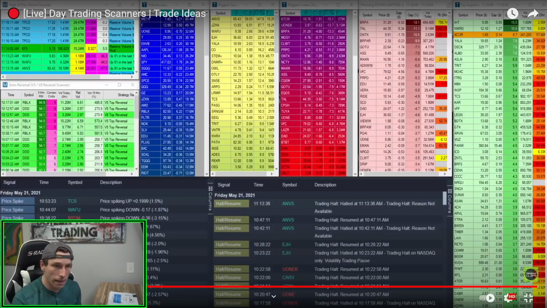Moving over to the last scanner, this one here, this is a halt resumption scanner. So everything that comes across this window is going to be a stock on the day that has been halted or is currently halted, all right? If you're not familiar with what that means, most oftentimes when a stock gets halted, it's going to be because there's a lot of volume, there's a lot of momentum, and this thing is just cranking and banking, baby, which basically means that it's going up so fast or it's dropping so fast that they're going to halt the market.